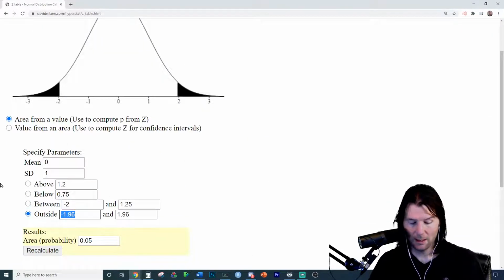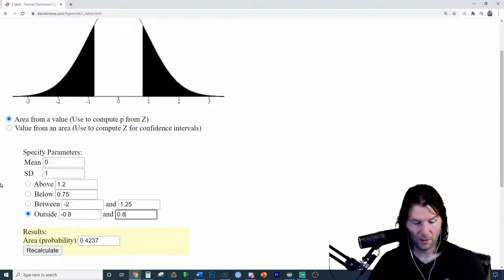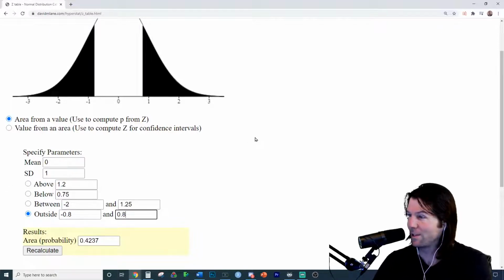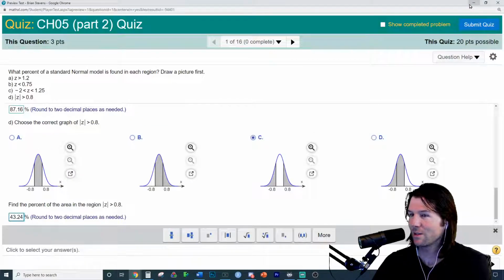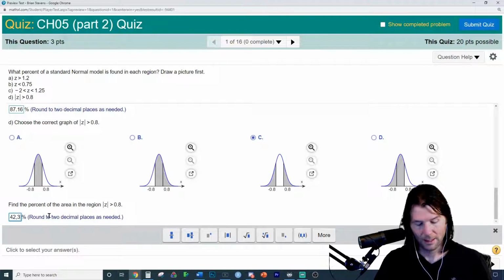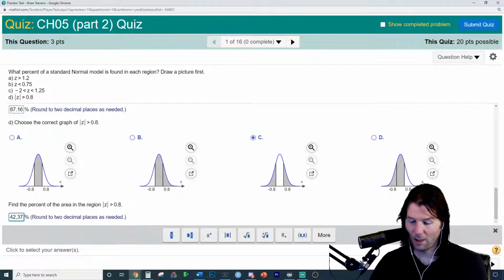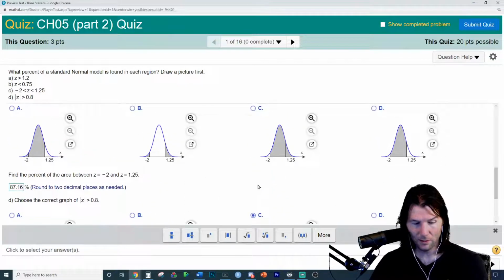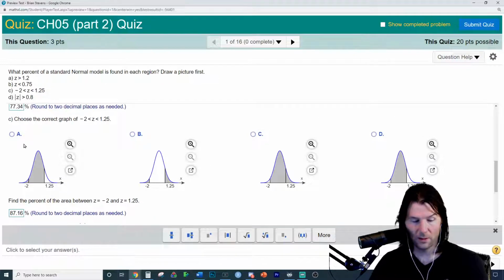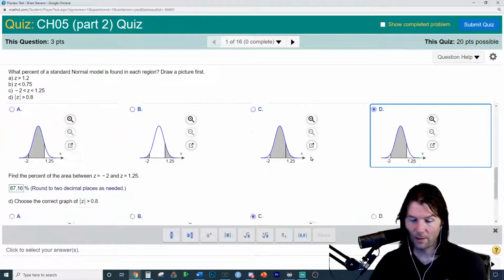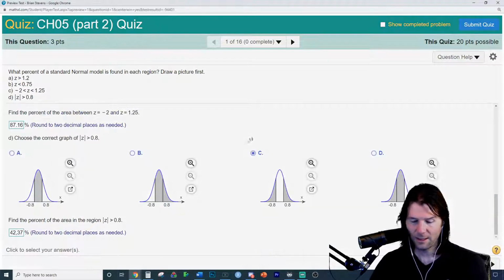So you go outside negative 0.8, and we'll draw our graphic. Well, we saw what the graphic looked like. Oh my gosh, 42.37. That's a really close guess. Okay, it's close enough. I'm very proud of that guess. Did I type in all? Oh, did I not select one? I didn't select this graphic. So we do the between right here, and this is the outside. I think I typed in everything correctly.